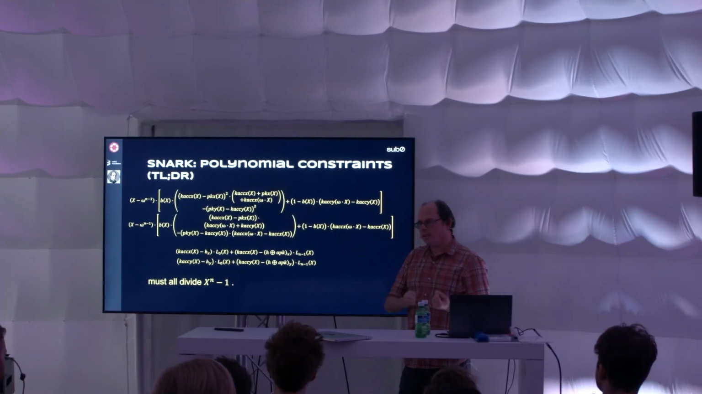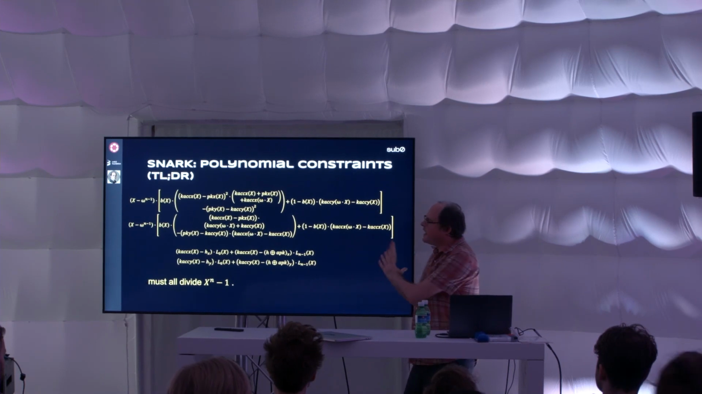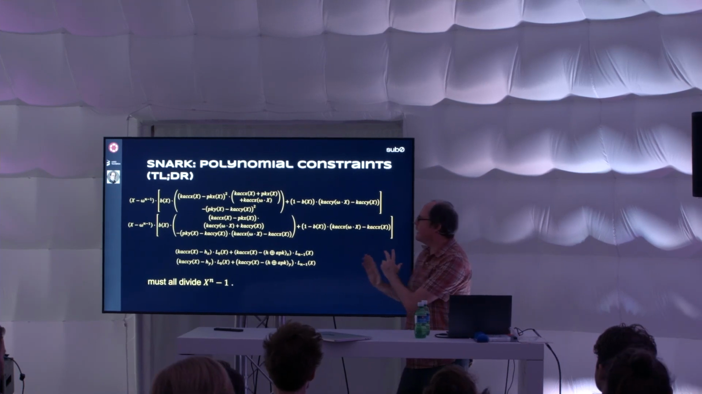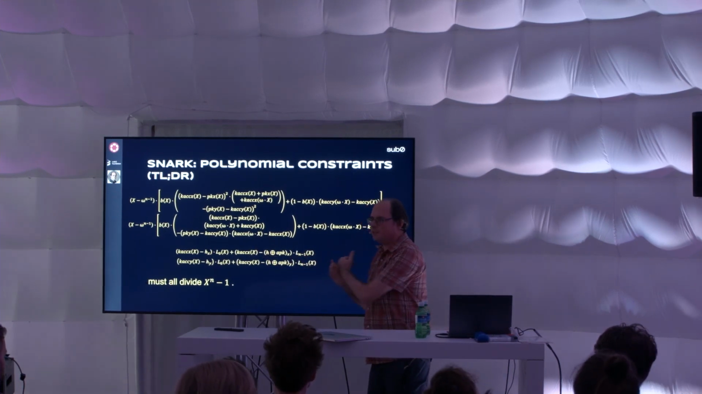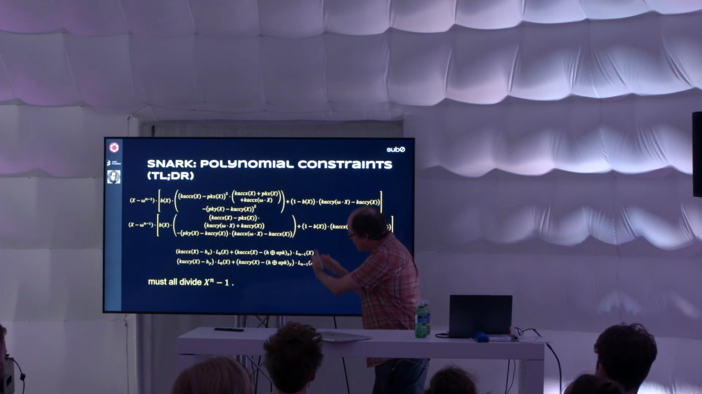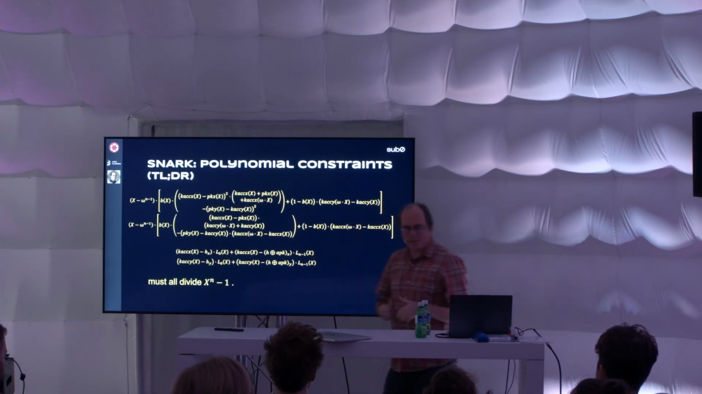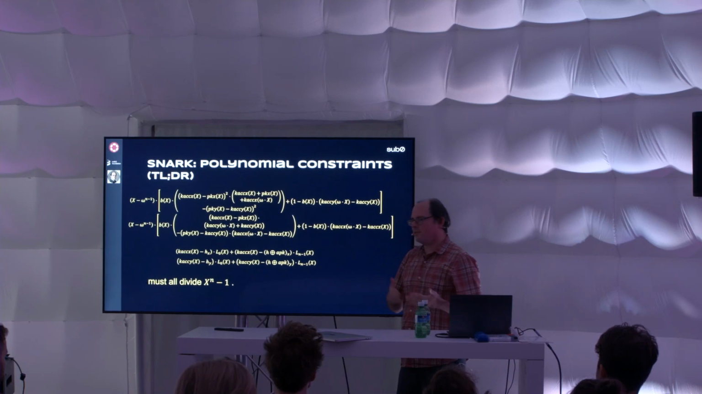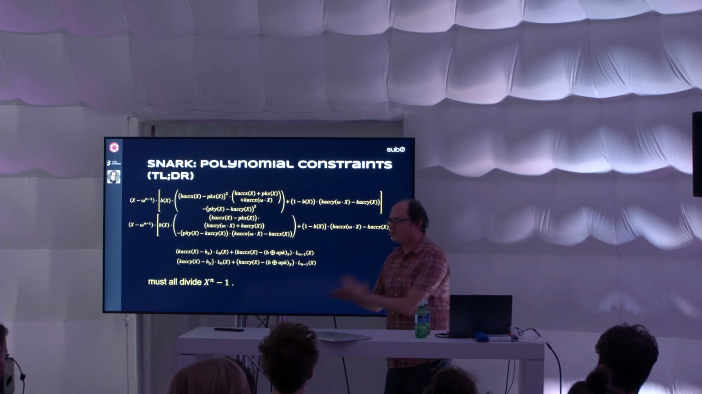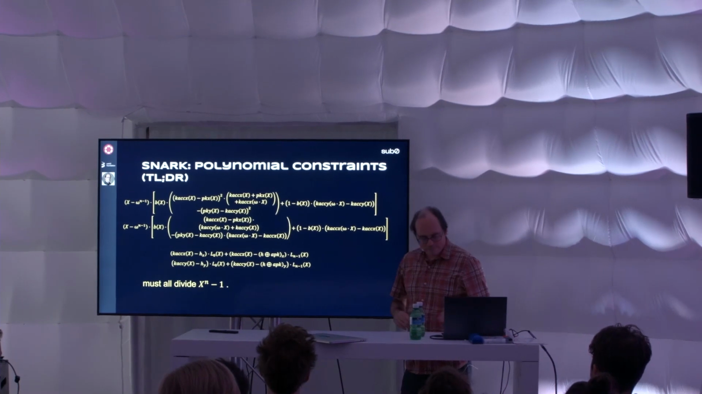The way SNARKs work is I can test that this system holds if I can test this at a random point. These are polynomials, they're functions. I can test them at a random point, and then we have this cryptographic craziness called a polynomial commitment scheme, where I can commit to these polynomials and convince you that this is the value at a certain point without giving you the polynomials. And with that magic, you can create a SNARK.